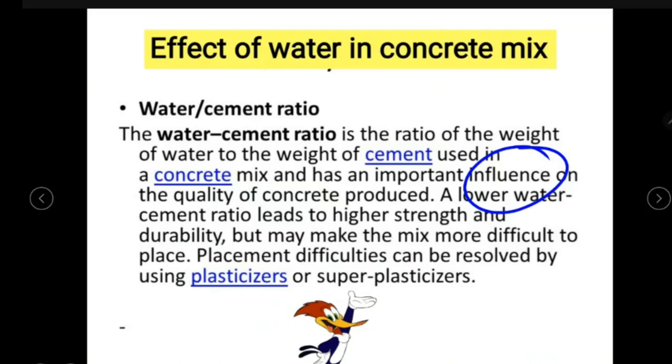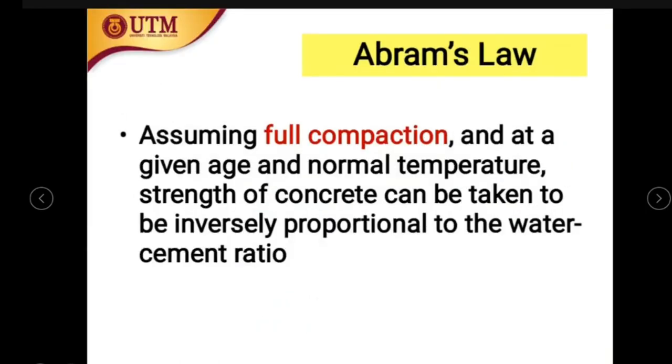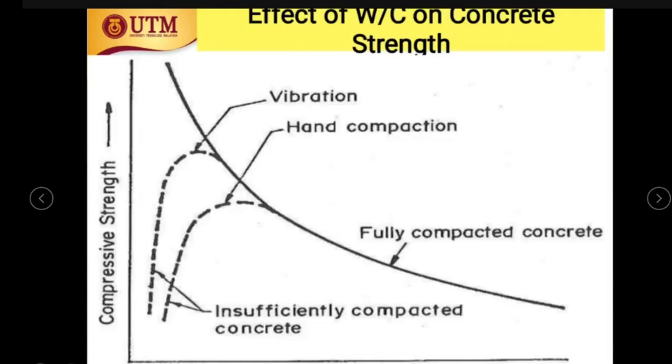Assuming this is Abraham's law, assuming full compaction and at a given age of normal temperature, the strength of the concrete can be taken to be inversely proportional to the water cement ratio as shown in this figure. You only have to look at this. This is the assumed fully compacted concrete. With the increase of the water cement ratio, the concrete compressive strength will reduce.